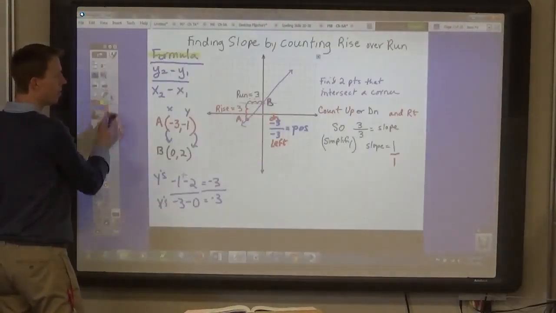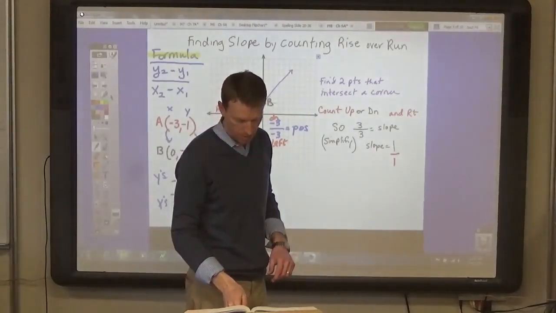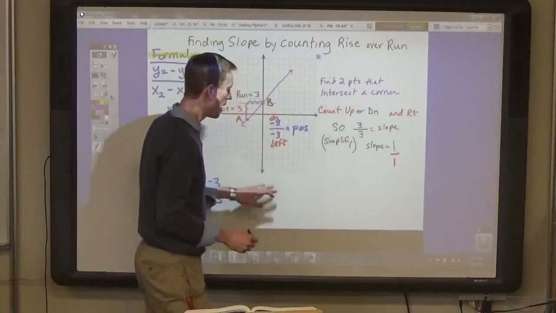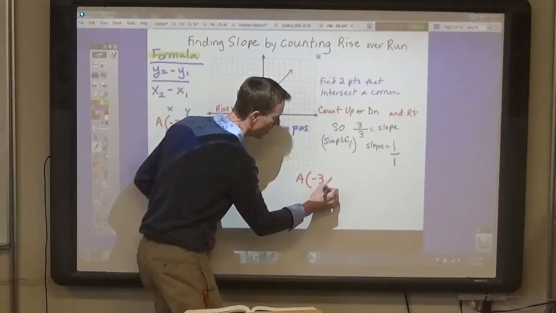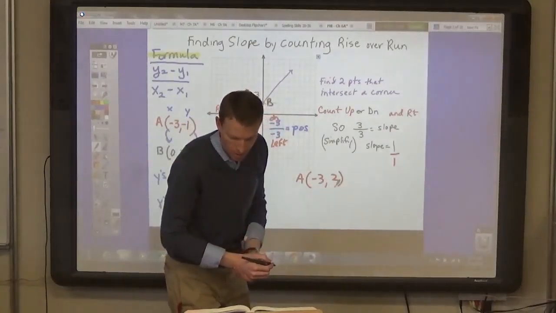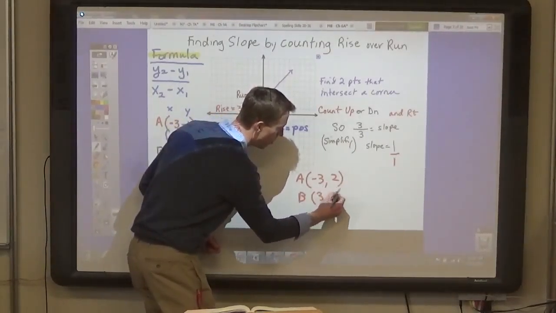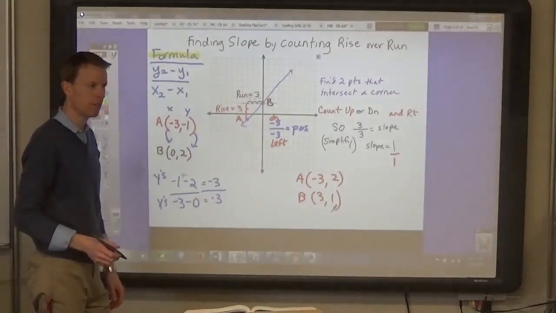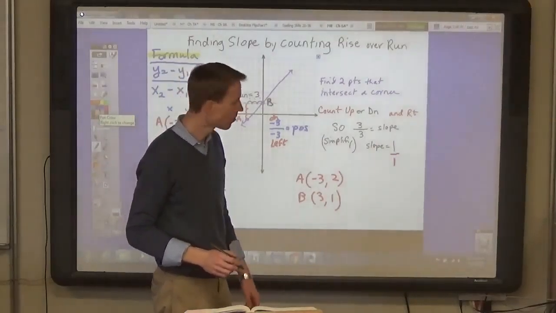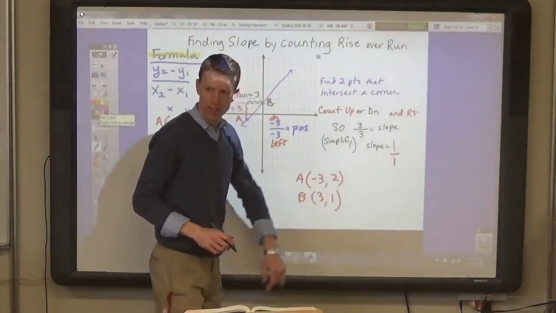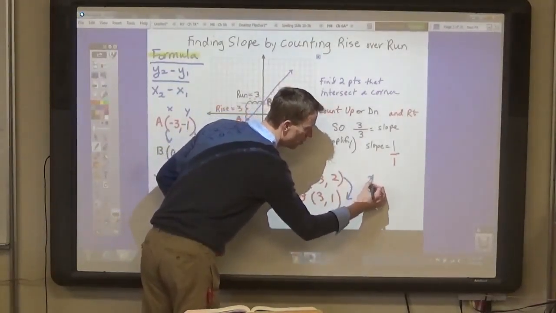Yeah, let's do an example. Okay, there's one in your book on page 310. It gives you a line and it gives you these points. For point A, -3, 2, and point B is 3, 1. Okay? So, you could either use the graph and count, or you could use these points and use the formula and subtract them. 2 minus 1.